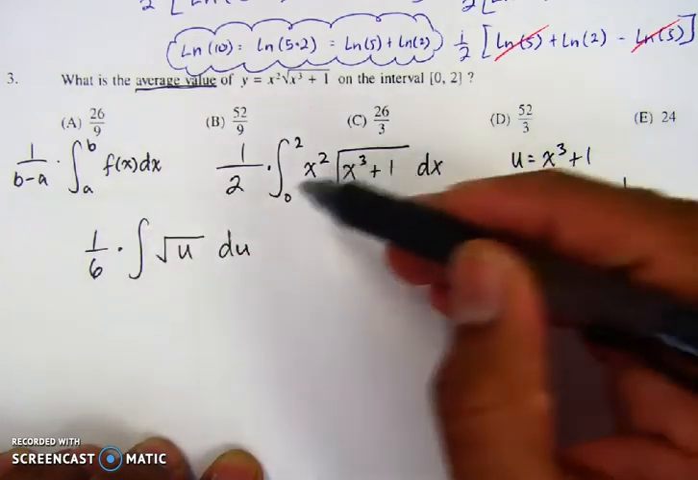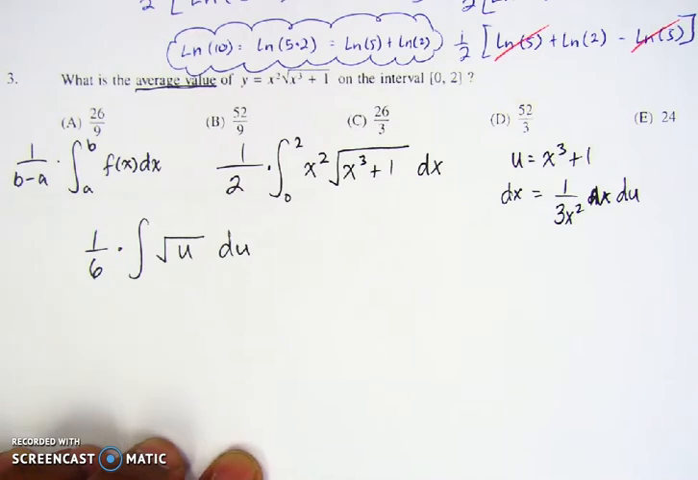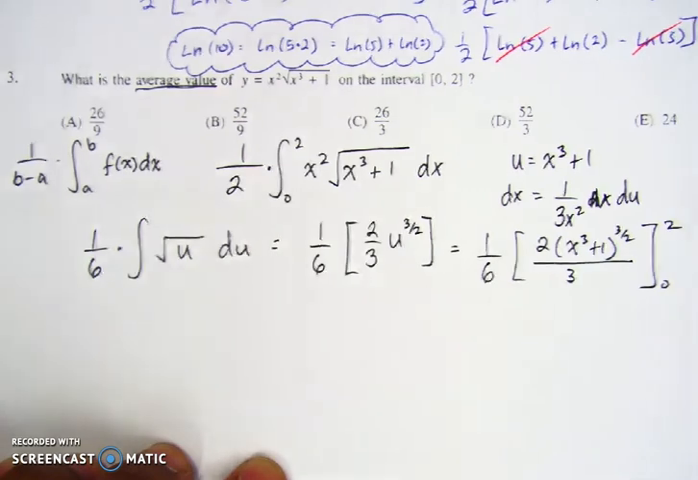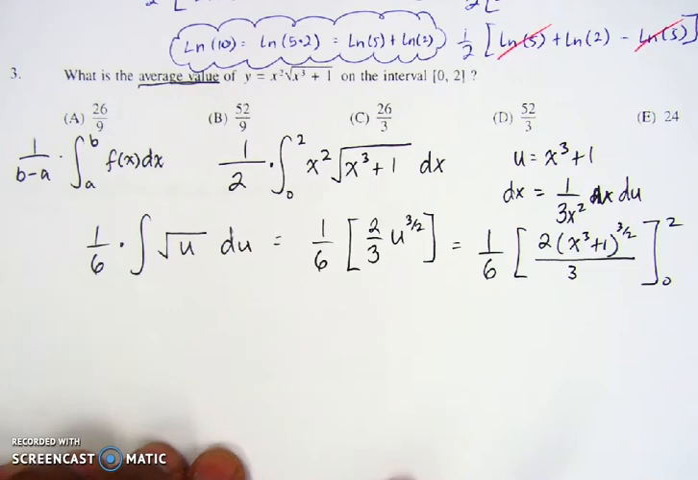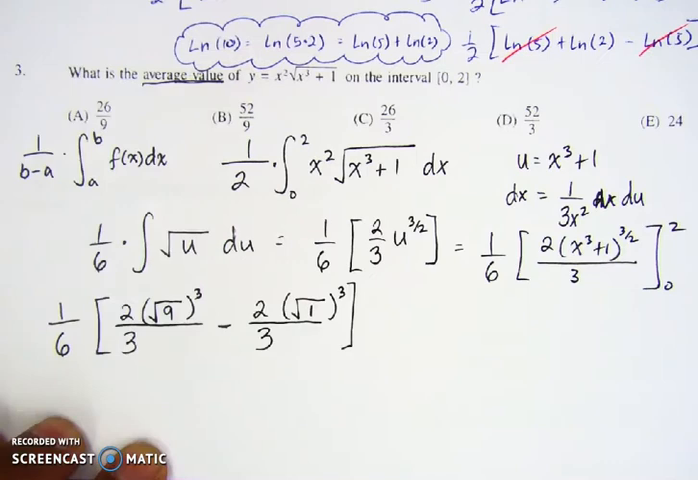Remember, I'm not putting my limits, 0 and 2, because those are x values. Right now I'm integrating with respect to u. So integrate this using the power rule for integration. We get 1 over 6 times 2 over 3 times u to the 3 over 2. And I'm ready to plug x cubed plus 1 back in for u. And now it's fair to write x equals 0 and x equals 2.